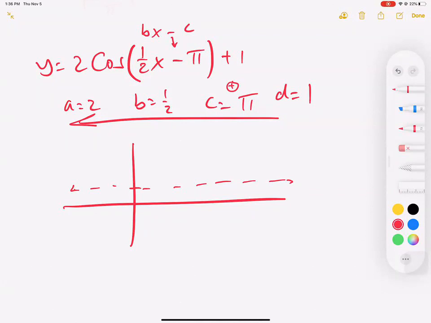Picking random letters. Okay, we did D, C. Remember, C, you can't just say, oh, Ms. Crow, that's pi. Let's do it. No, because it's affected by B. Okay? It's affected by B.